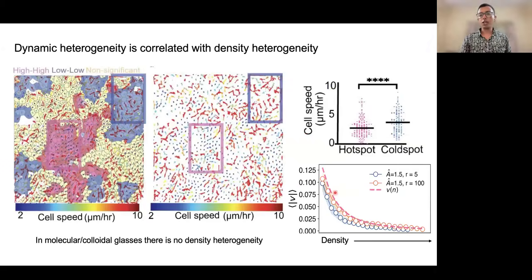And what we eventually figured out is that the dynamical heterogeneity is correlated with density heterogeneity. And this is not true if you look at molecular colloidal glasses, where the density is uniform and dynamical heterogeneity arises because of the dynamics. So in this way, the epithelial glass transition is quite different from the molecular or the passive active glass transition that people have been studying. And this again arises because of the density dependence of the motility: the higher the density, the lower the motility, and that's how you get this heterogeneity.